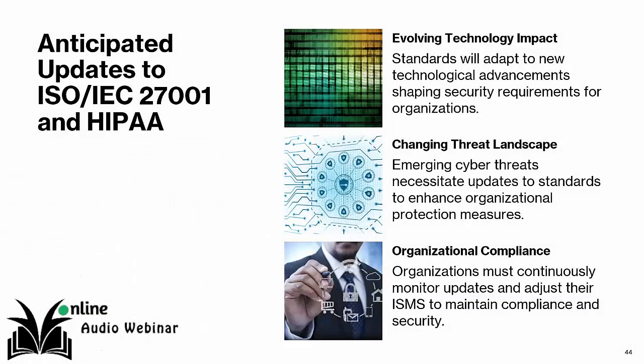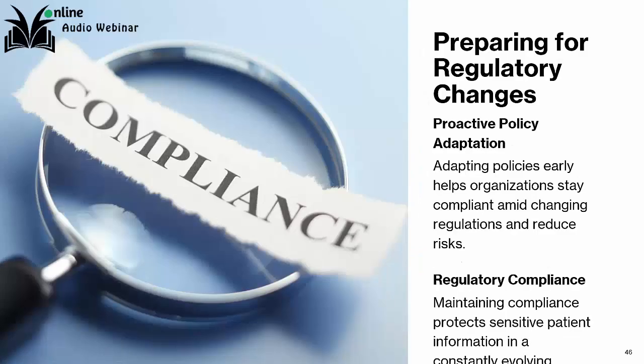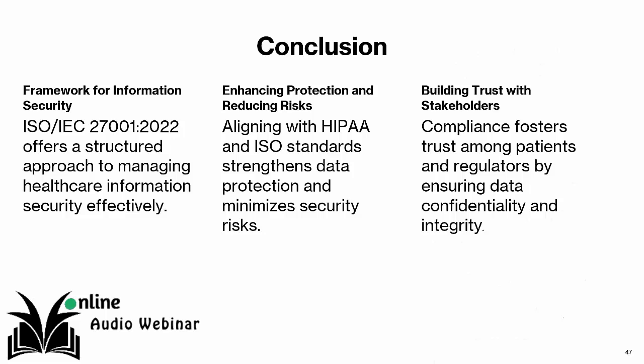Evolving technologies. Standards are going to adapt to new technological advances. AI security is becoming a big area today. So you want to prepare for regulatory changes. You want to have your framework for information security.